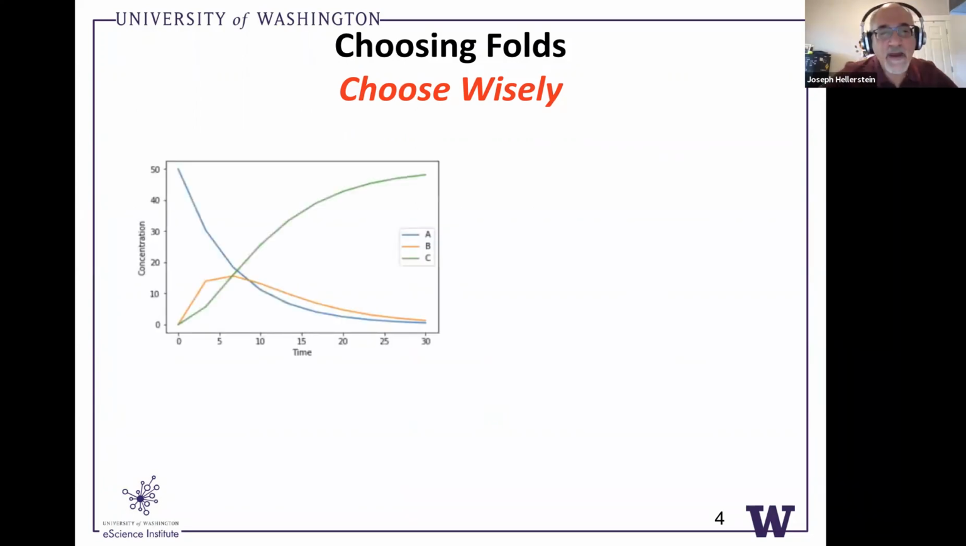All right, so here's the kind of data that we get. Here's that model, the linear pathway with 3 species.